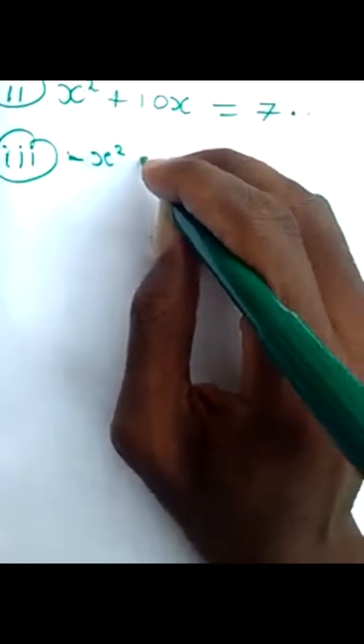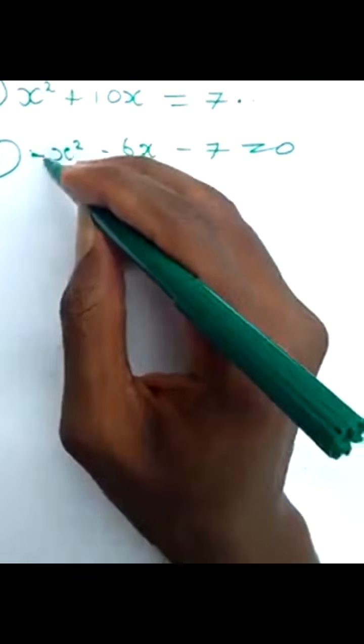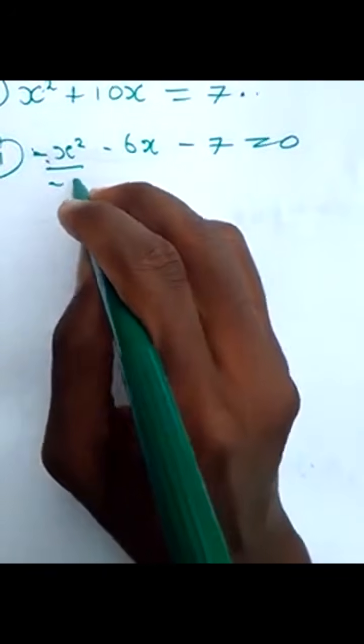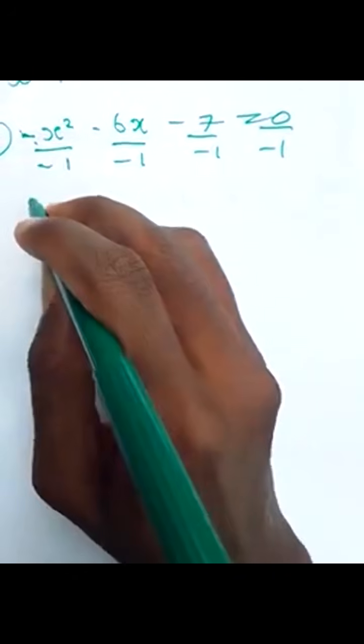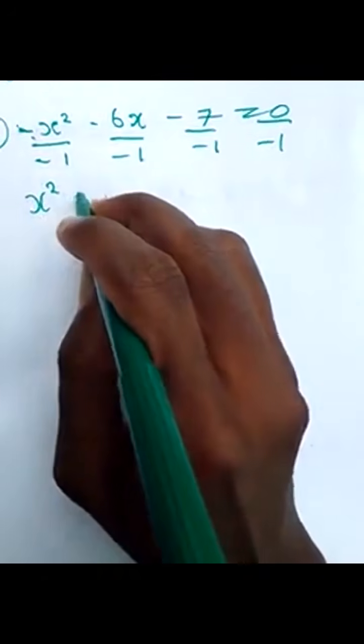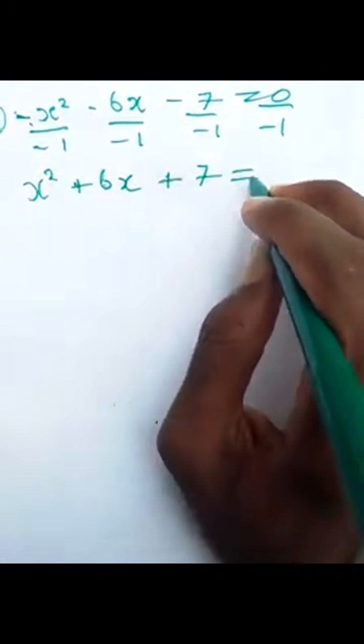Negative x power 2 minus 6x minus 7. Alright, so now let's quickly solve this one. So how do you think we can solve this? What I'm going to do is divide through by negative 1, because I don't want to have anything in front. So I'll say over negative 1, and I'm going to end up with x power 2 plus 6x plus 7 is equal to 0.